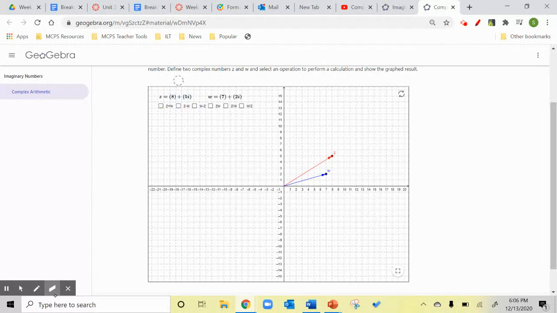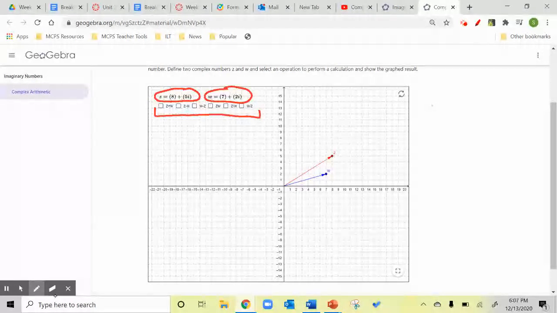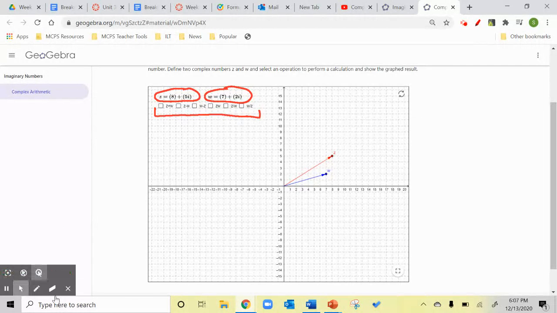Let's go back. Right, so I see 8 plus 5i, and I see 7 plus 2i. And then I see a bunch of different operations down here. Now, I haven't even talked about operations. I haven't even talked to you yet about what a complex number really looks like. And so you can see I have 8 plus 5i.